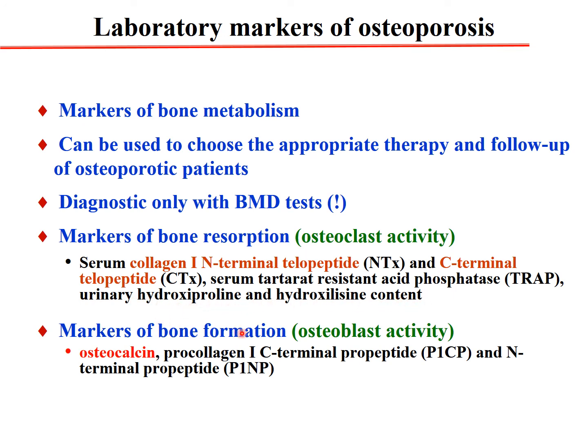The bone formation markers, measuring osteoblast activity, can be osteocalcin, which is important, and procollagen 1 C-terminal propeptide or N-terminal propeptide. So whichever is emphasized in red, those are the most important that can be checked today.